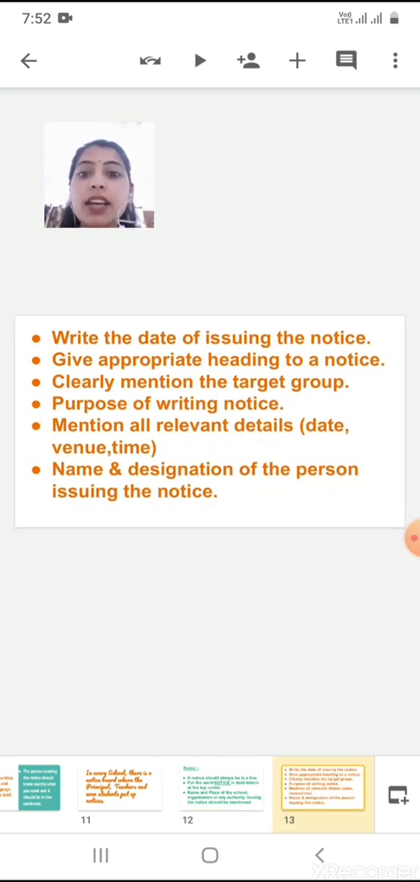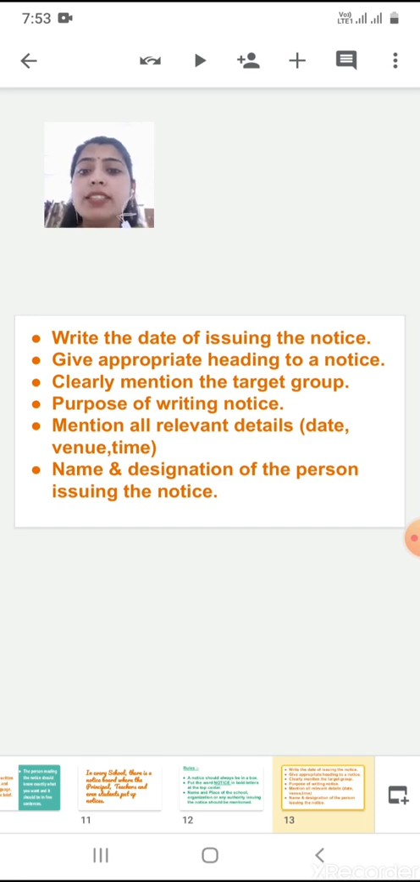Next, we have to write down the date on which we are writing the notice. Next, we have to give an appropriate heading to a notice. Every notice should have a heading. Next, we have to clearly mention the target group. What is target group? The notice is for whom? That is called the target group. We have to clearly mention that this notice is for whom. Next, the purpose of writing the notice, means why we are writing this notice.